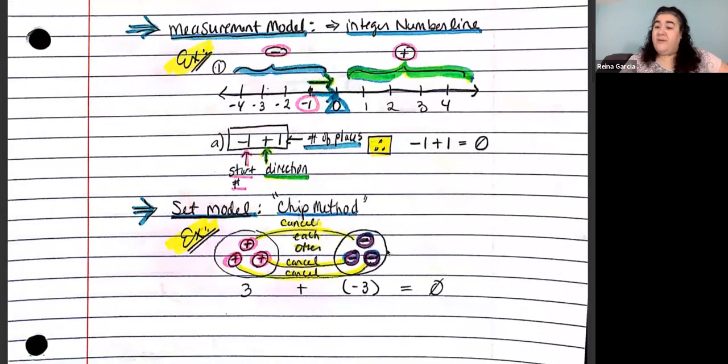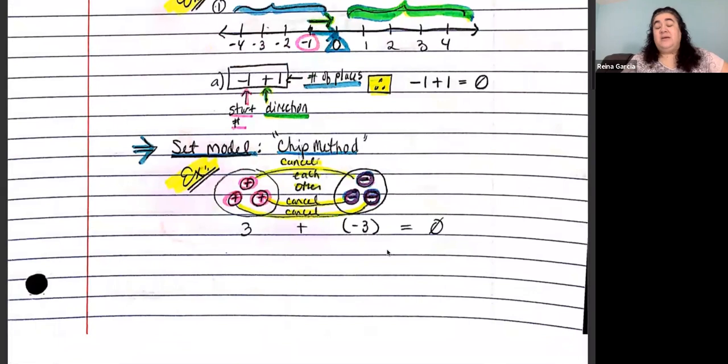We also have what is called a set model, or sometimes called the chip method, where, for example, if we're talking about a +3, we have 3 positive chips, okay? And a -3 would be represented by 3 negative chips. Your textbook calls the positives black chips and the negatives red chips. I have positive pink chips and negative purple chips. So it's neither here nor there.